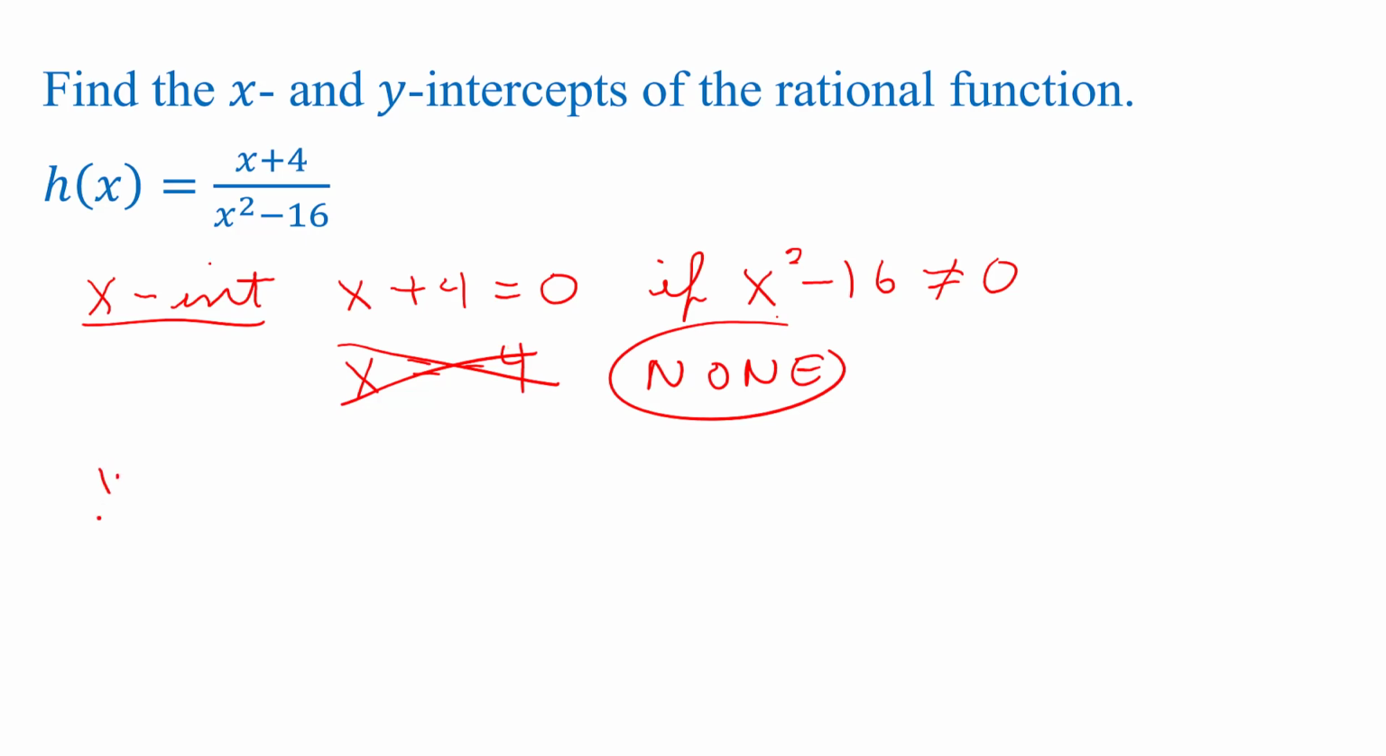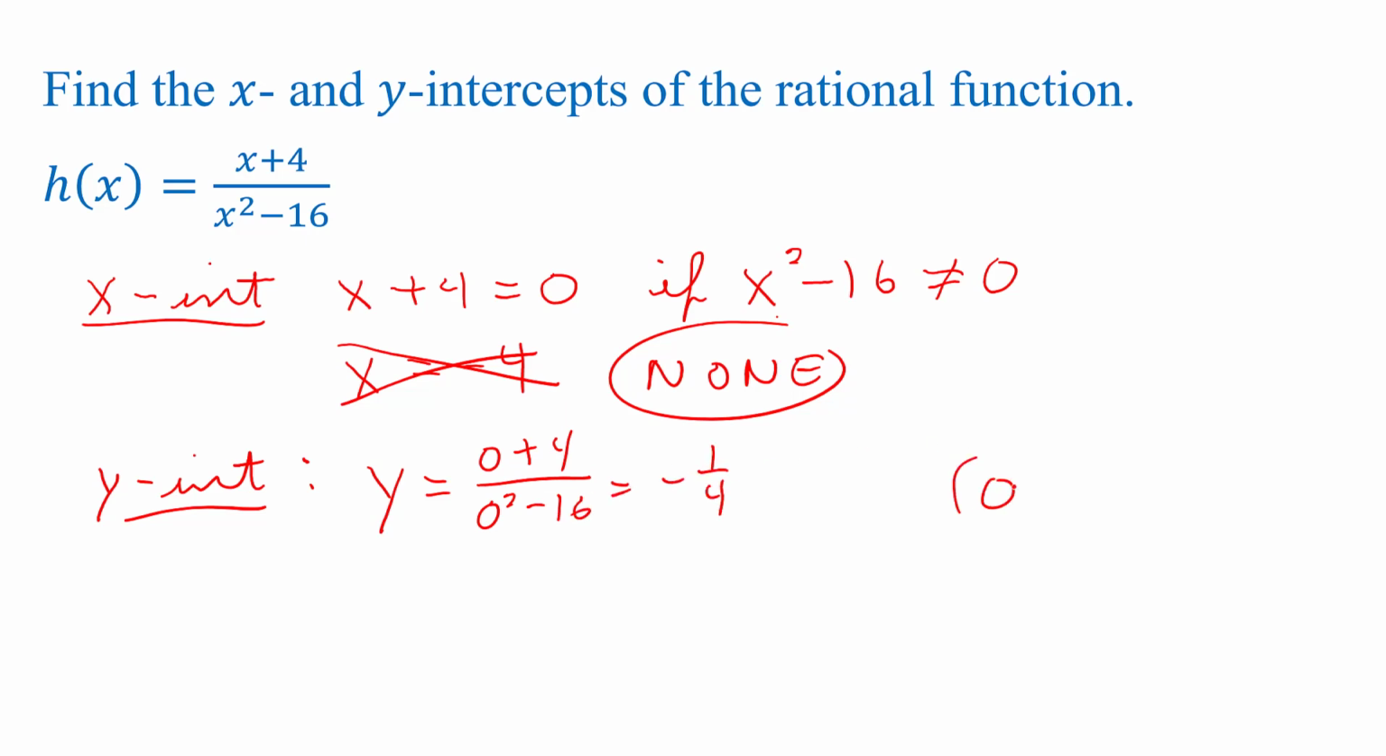For y-intercepts, we would set x equal to 0. We have y equals (0 plus 4) over (0 squared minus 16). Simplifying to negative 1/4, we have a y-intercept of 0, negative 1/4.